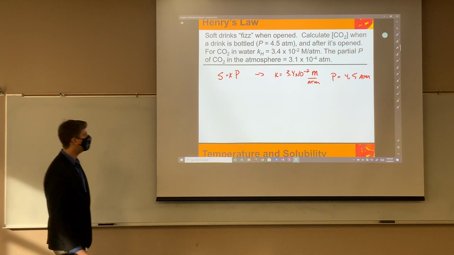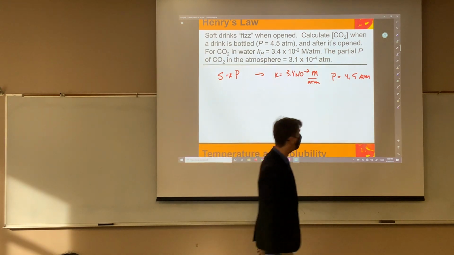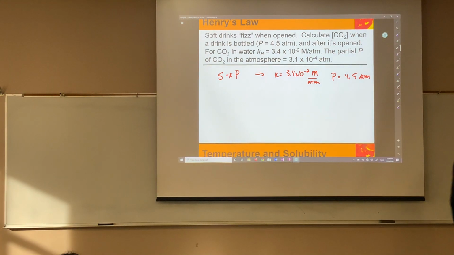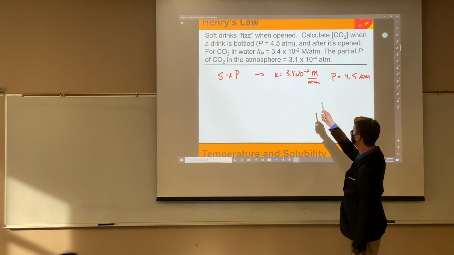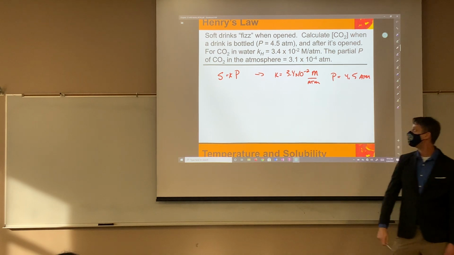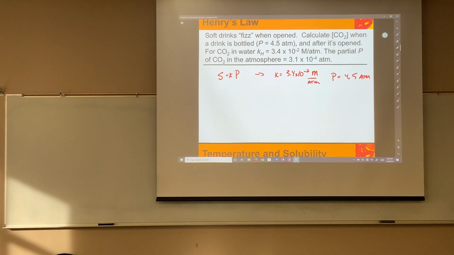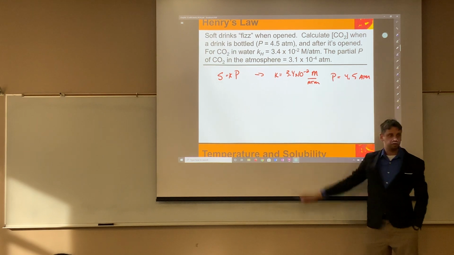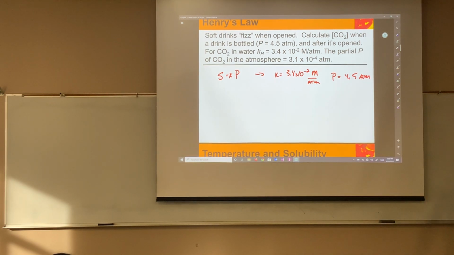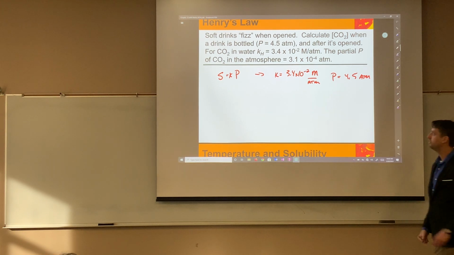So what do we have here to begin with? We're calculating solubility when it's bottled. We have our constant, and it gives us the pressure when it's bottled up. What are the units that we have? Molarity over atmosphere. Atmospheres cancel out, so we're given units of molarity, which is a unit of concentration. Is that answering part of the question that we're looking for? Yes.